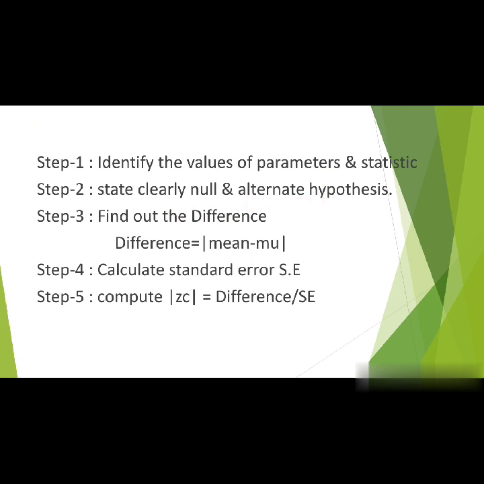Next step is the difference. These are two statements from the question. The difference is x bar minus mu. Next we have to find the standard error. The formula of standard error is standard deviation upon square root of n. And ZC is finally the division of the difference by the standard error. So these are the 5 simple steps through which we can solve the sum, and basically the ZC answer is calculated.